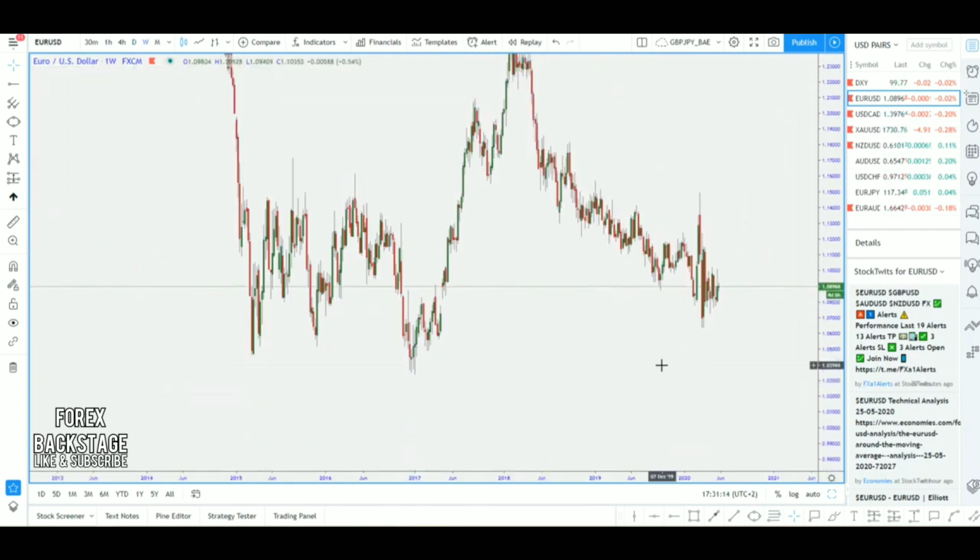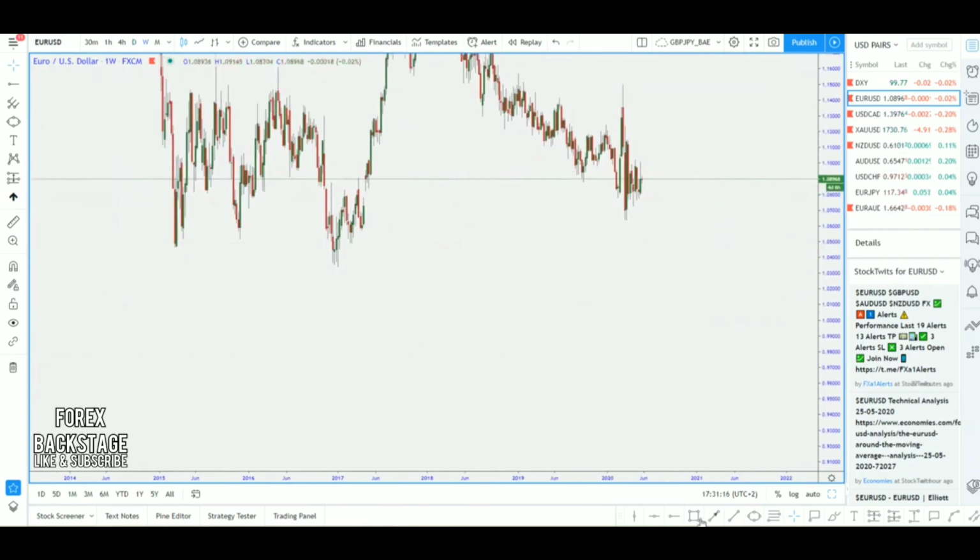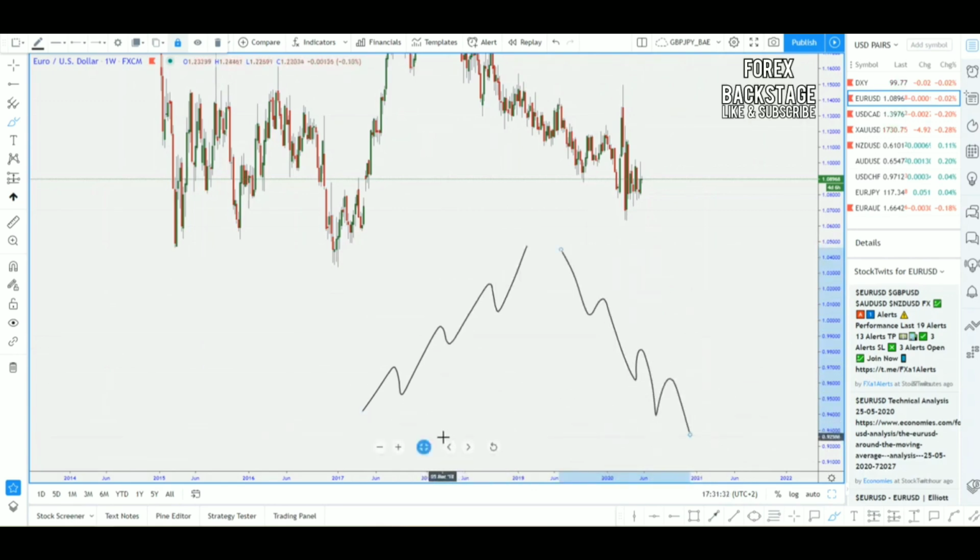We have two types of trending markets and one ranging market. Basically the forex markets can move in three different ways. We've got a down, up, down, up, down, up, down type of movement. We've got an up, down, up, down, up, down type of movement. Then we have an up and down, up and down, up and down type of movement. These are the only three movements that you will ever have to find in the market.